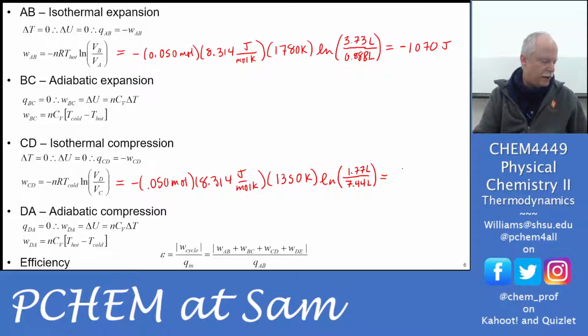Okay, so leg CD, the work, you get 800 and something. What do you have? 806. 806, okay. Okay, excellent. Positive number, that's good. So now let's do the adiabatic expansion.